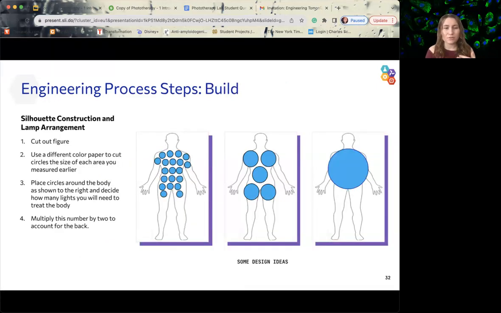And this kind of goes to some different ideas that you have to come up with, right? So with this specifically, you're going to cut out a figure and you use different colored paper to cut out circles of each area that you've measured earlier. And you're going to place them around the body as lights, right? And this goes back to, okay, well, how much of the area of the body do you want to cover all at once? And how do you want to get as much irradiation to the patient as possible with these configurations, okay? And you're also going to multiply this by 2 because you want to do the front and the back. You want to make as much coverage as possible. All right.